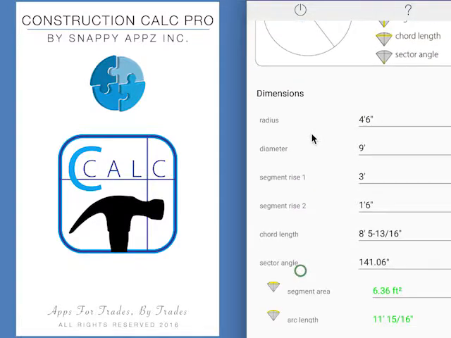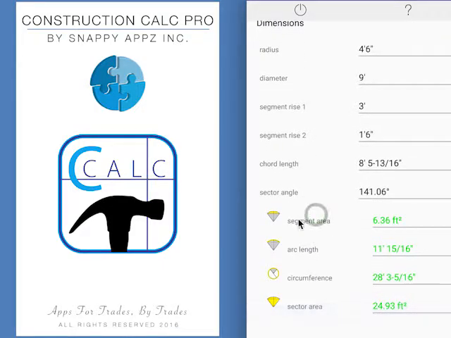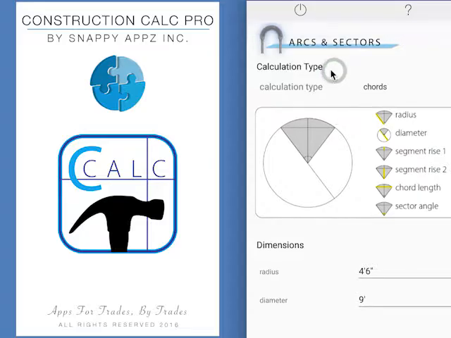And you can see now that it has enough information that it's calculated our segment rise 2, our chord length, our sector angle, our segment area, our arc length, our circumference, and our sector area. So this is a completed calculation.